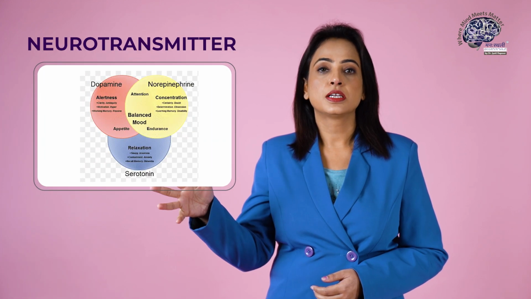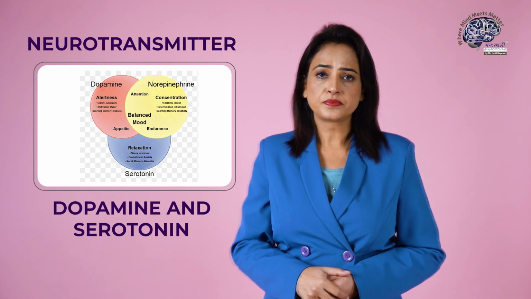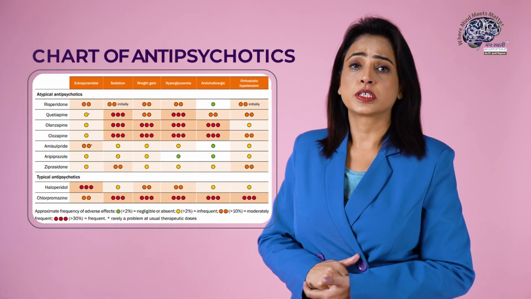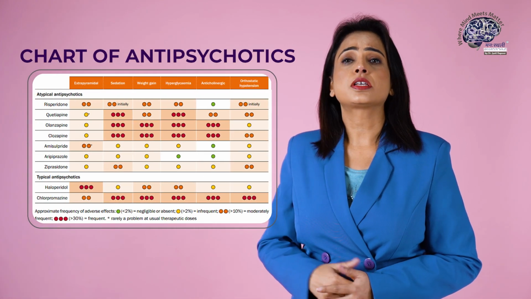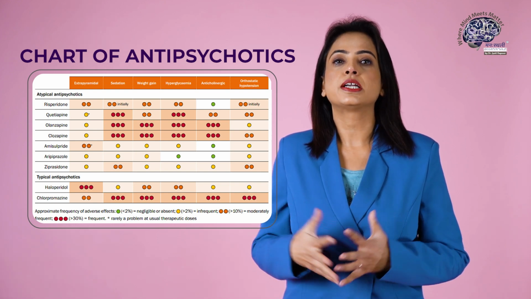Coming back to the topic of management, treatment of psychotic symptoms requires bringing the balance in neurotransmitters that cause thought disturbances, namely dopamine and serotonin. Here you'll see a chart of antipsychotics. The typical antipsychotics are the older generation antipsychotics with stronger and widespread anti-dopaminergic effect, which lead to some of the notorious side effects like drowsiness, excessive salivation, stiffness in movement, and trembling, etc.